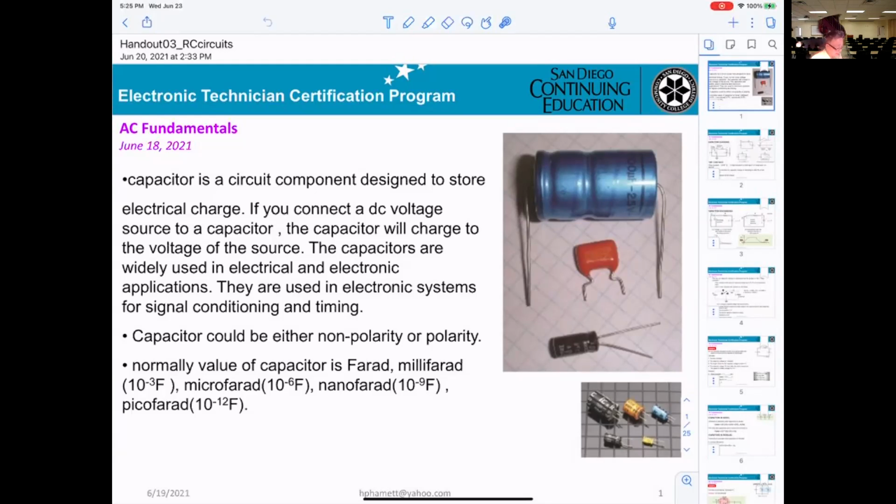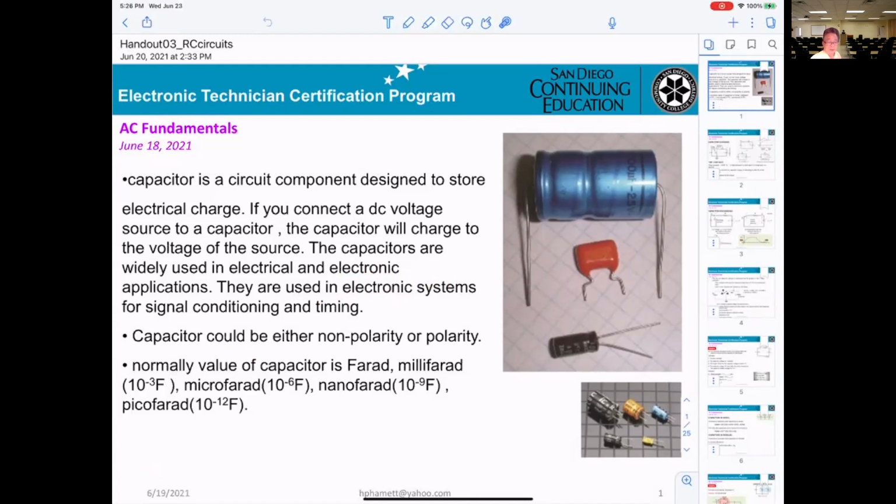A capacitor is a circuit component designed to store electrical charge. If you connect a DC voltage source to the capacitor, then the capacitor will charge to the voltage of the source. Capacitors are widely used in electrical and electronic applications. They are used in electronic systems for signal conditioning and timing.